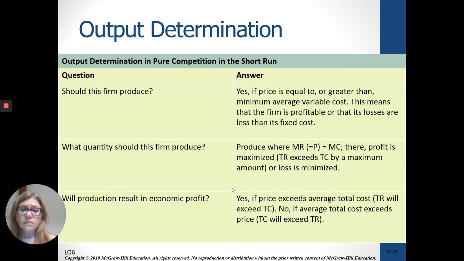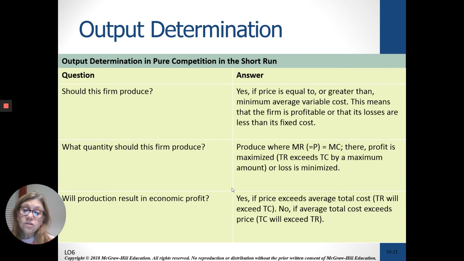So this is an important slide. Should the firm produce? Yes, if the price is equal to or greater than minimum average variable cost, and the firm is either profitable or its losses are less than fixed costs, because we want to go ahead and produce if we can contribute something and not lose the total fixed cost, which we have in the short run, whether we're producing or not.